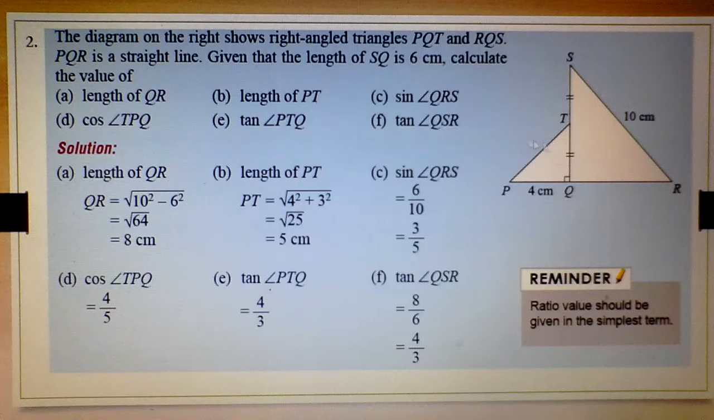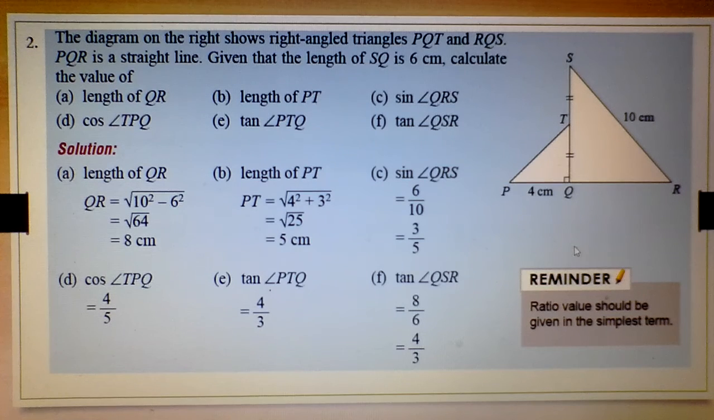Okay, so you can write here, actually I cannot write here, so you write here. Okay, so tangent PTQ, 4 over 3. Tangent QSR, tangent this one. So adjacent 6, opposite QR is 8, so 8 divided by 6, 4 over 3. So ratio value should be given in the simplest form. So you can simplify the values, you get the simplest form for the answer.